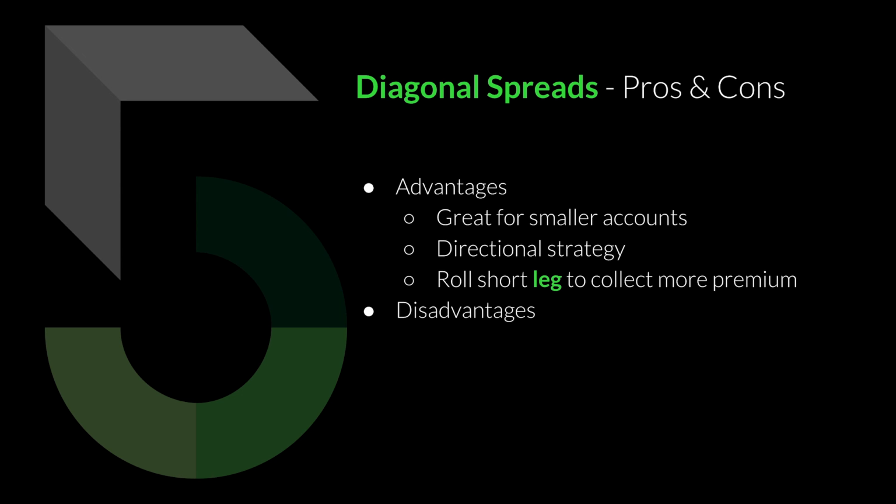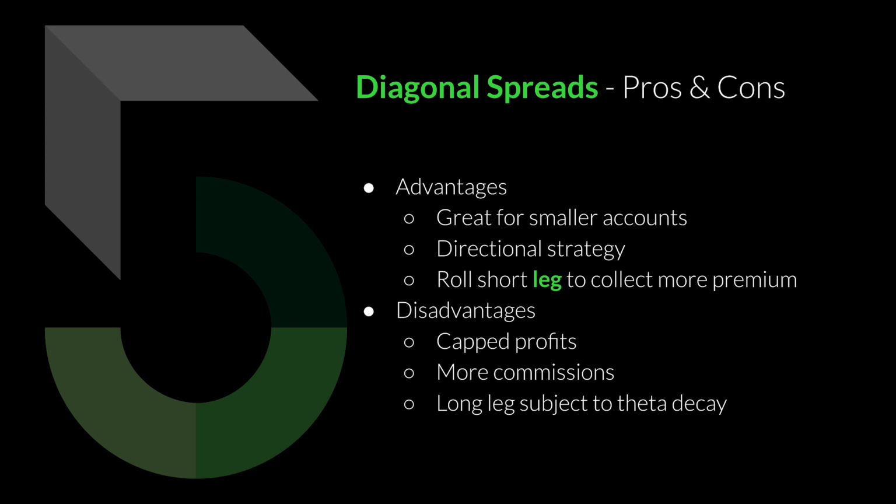Now, here are the disadvantages that I see with diagonal spreads. First of all, capped profits, like any type of spread trade. Second, there's going to be more commissions because now you're opening up 2 trades and you have to close 2 trades. So there will be more commissions. And also, if the stock doesn't move in the direction that you anticipate it's going to move, you're going to be losing money on that long leg because you're long an option. Theta decay is going to start eating away at the value of that option.